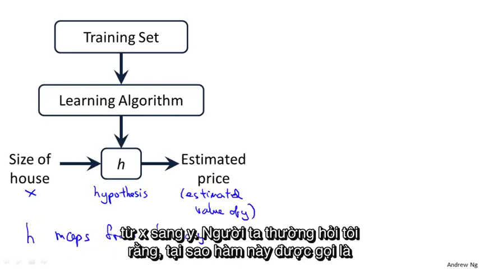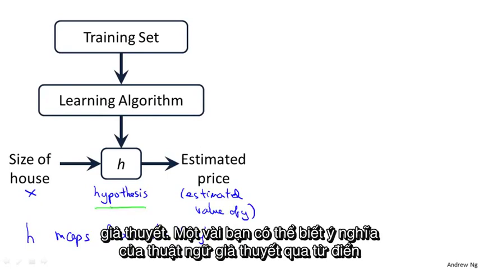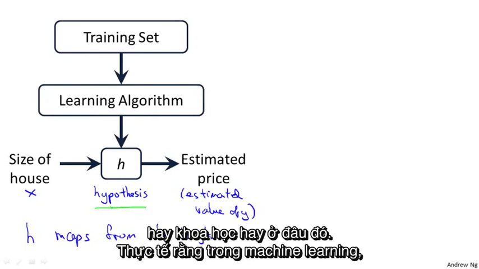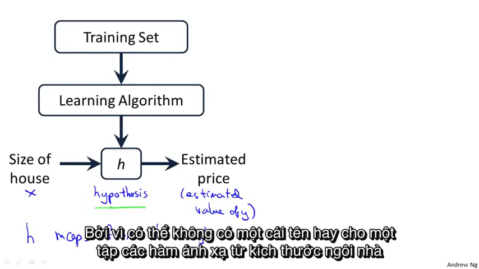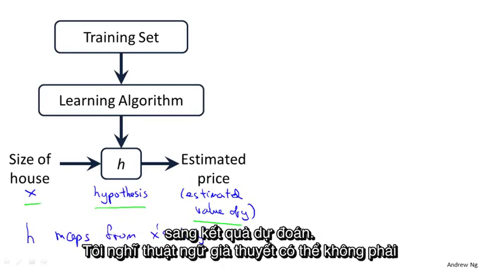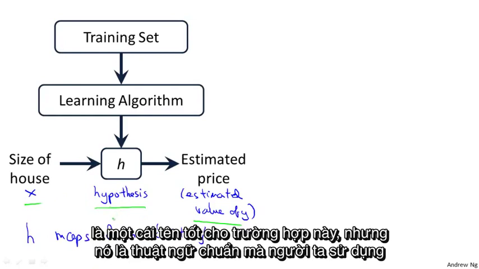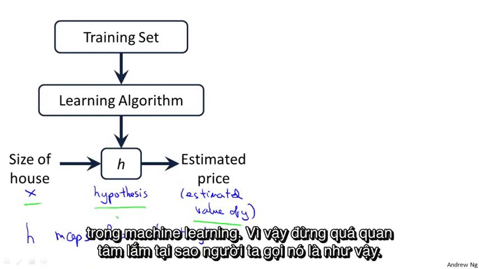People often ask me, why is this function called a hypothesis? Some of you may know the meaning of the term hypothesis from the dictionary or from science or whatever. It turns out that in machine learning, this is a name that was used in the early days of machine learning, and it kind of stuck. It's maybe not a great name for this sort of function for mapping from sizes of houses to the predictions, but it's the standard terminology that people use in machine learning now. So don't worry too much about why people call it that.